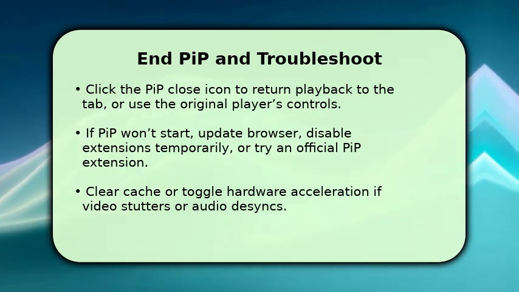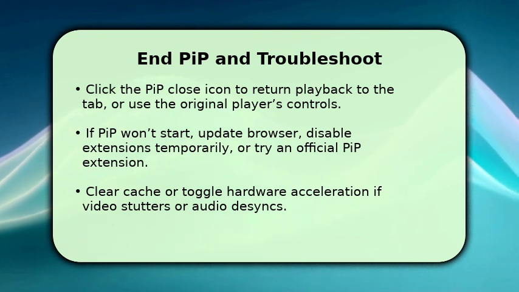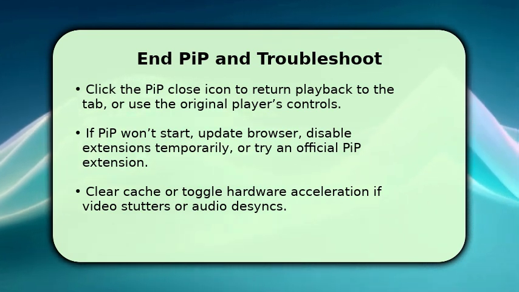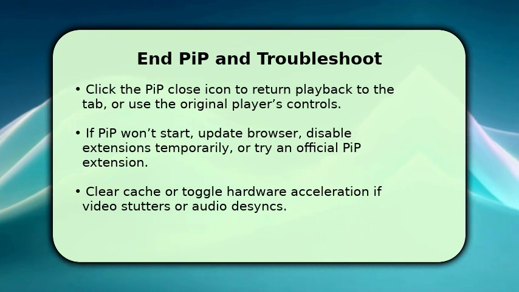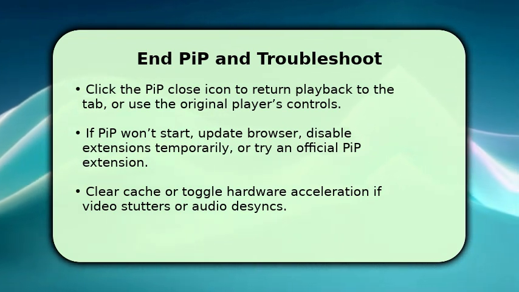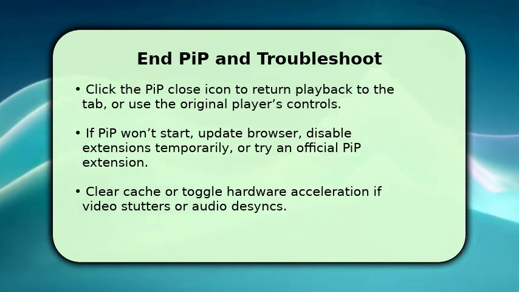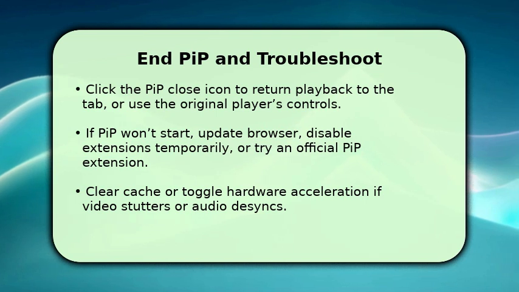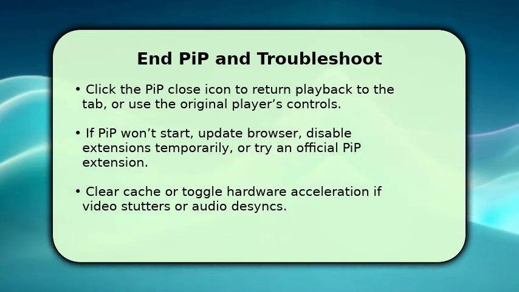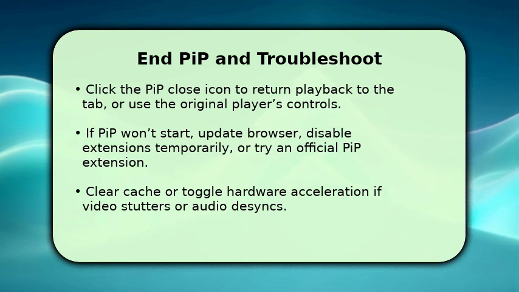If picture-in-picture fails to start, make sure your browser is updated, disable any conflicting extensions, and try enabling a dedicated PiP extension. These steps often resolve missing context menu options. If playback stutters or audio drifts, clear the browser cache and toggle hardware acceleration. That usually fixes it.